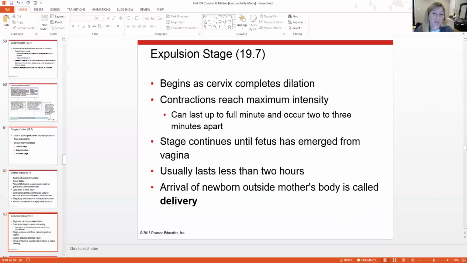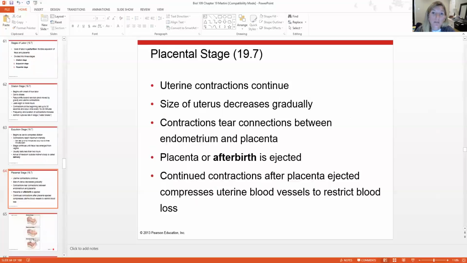The expulsion stage begins when the cervix completes its dilation. The contractions are at their maximum intensity. It continues until the fetus has emerged. It usually lasts less than 2 hours. Goodness, I hope. And the arrival of the newborn outside the mother's body is called delivery. Then you have the placenta to get rid of.